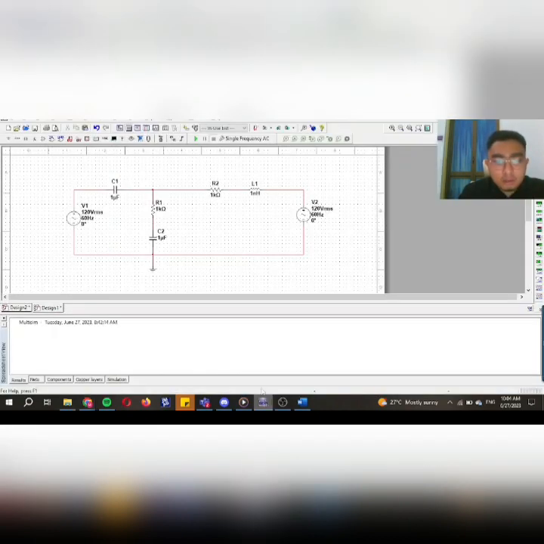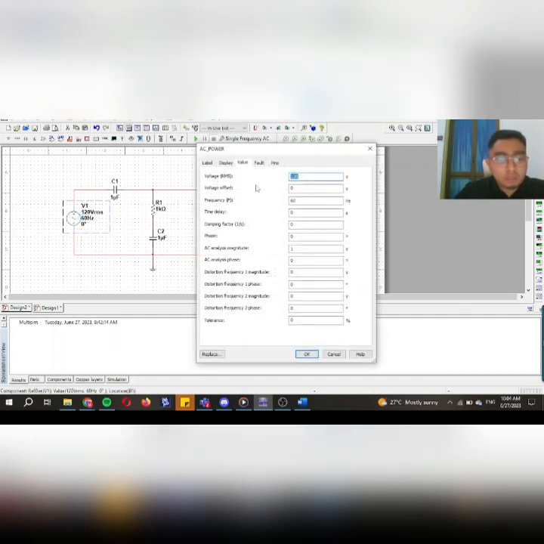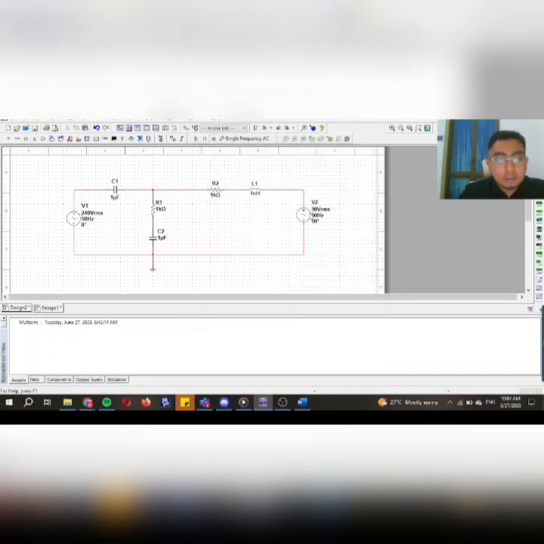Alright, so for the first source, we are using 240 VRMS, and the frequency is 50 Hz according to Malaysian frequency. Our phase is 0, our AC analysis magnitude is 240, and our AC analysis phase is 0. And for our second source, we are using 30 VRMS, the frequency is 50, and the phase is 10. Then our AC analysis magnitude is 30, and our AC analysis phase is 10. Okay, that's for our second source.